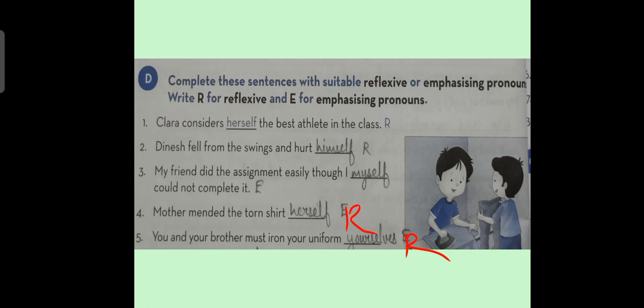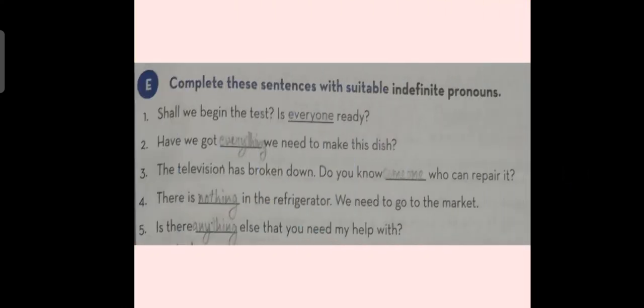Now we will move on to next exercise. Exercise E. Complete these sentences with suitable indefinite pronouns. Shall we begin the test? Is everyone ready? Indefinite pronouns are the words which do not talk about a specific person or specific people. For example, everyone, somebody, someone, no one, anyone, all these are indefinite pronouns. We have underlined the word everyone and filled the blank.